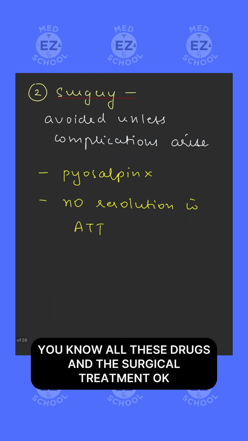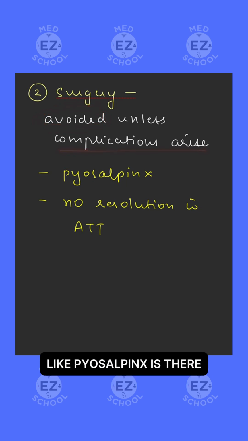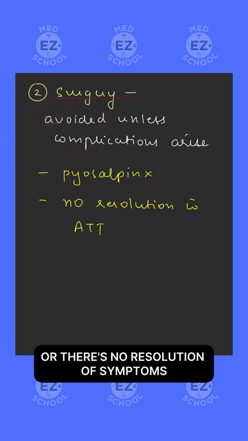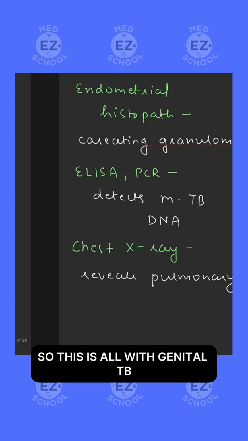For the treatment, you're going to use anti-tubercular therapy, anti-TB therapy, okay, you know all these drugs. The surgical treatment is usually avoided unless complications arise, like pyosalpinx is there, or there's no resolution of symptoms with anti-tubercular therapy. So this is all with genital TB.